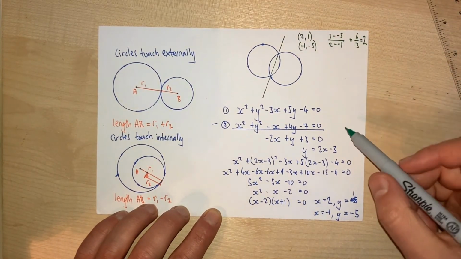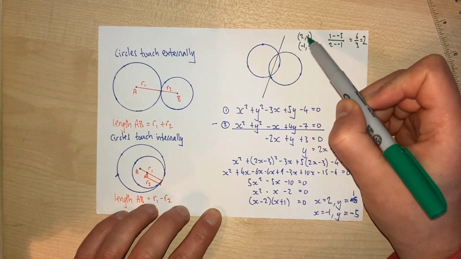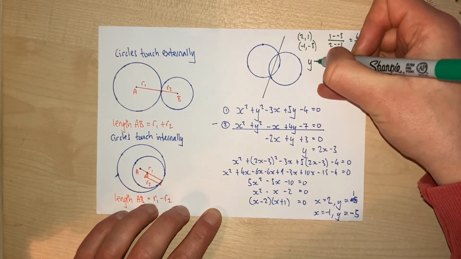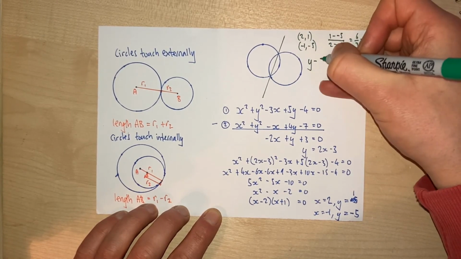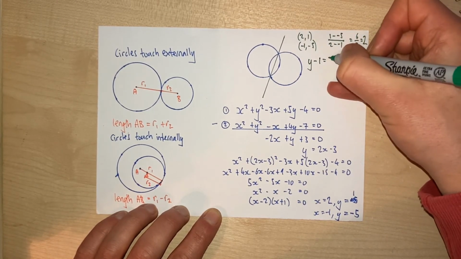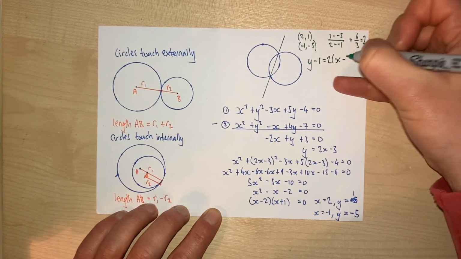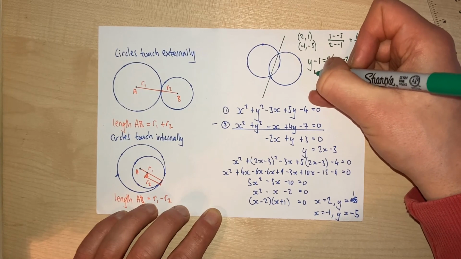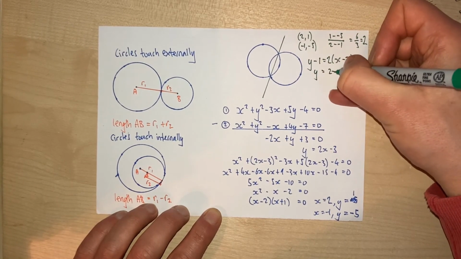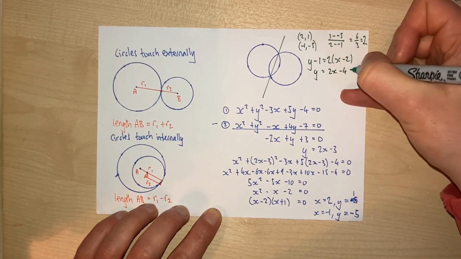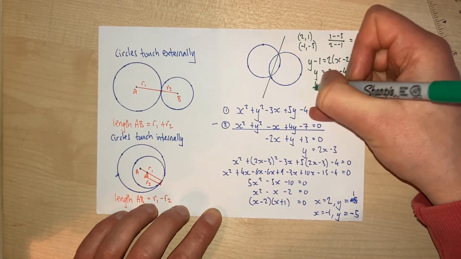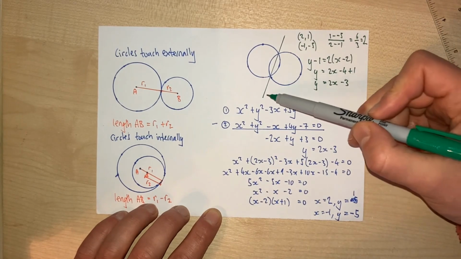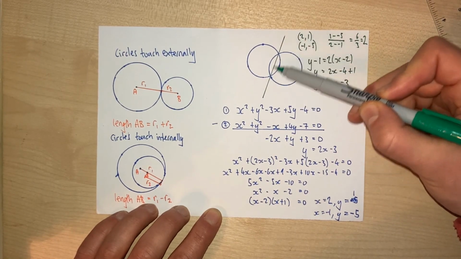And then I can use one of the points. I'm going to go for the one that has positive values to get my equation of the line. y minus y1, so that's y minus 1, equals the gradient 2 times x minus x1. And tidying that up gives me y equals 2x minus 4, and then I'm going to add the 1 to both sides. So that's y equals 2x minus 3, and that's the equation of the common chord.